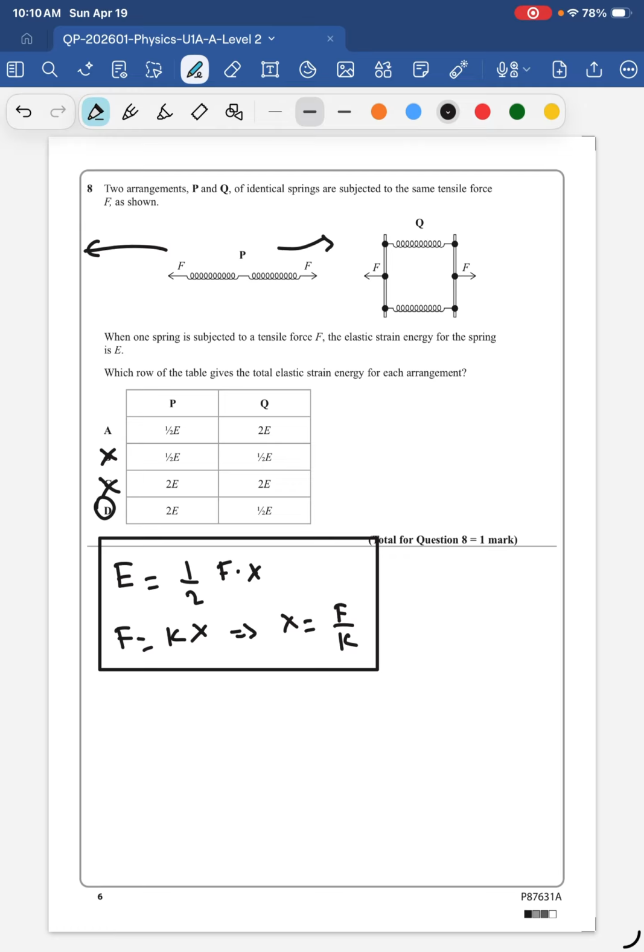Therefore, it stores more energy, okay? It's easier to stretch springs in series than stretching springs in parallel, okay? So that's another way to solve it. In either case, you arrive at D, the correct answer, okay?